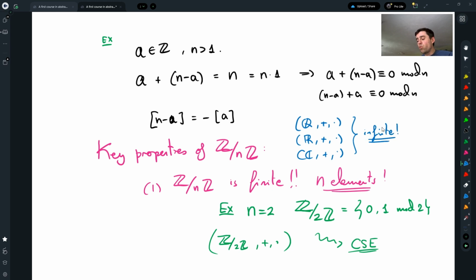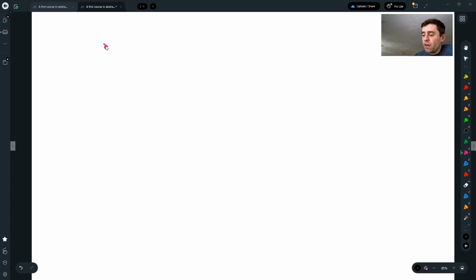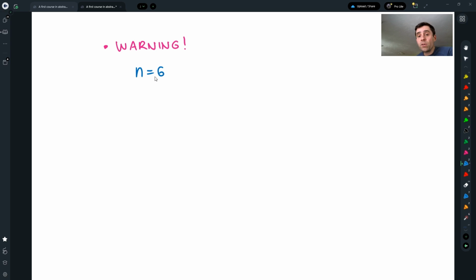So this is the first example that we've seen of something that satisfies those properties 1 through 3, where the set itself is finite. Now, another key property, and this is more of a warning, is that even though they satisfy 1 through 3, and they look and feel very much like the integers, the integers modulo n also have some properties that are very different. They can be very different from the integers.